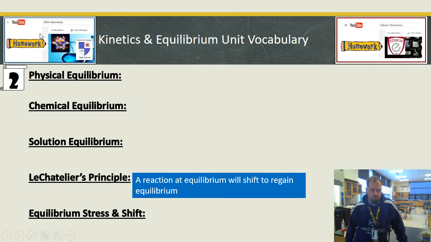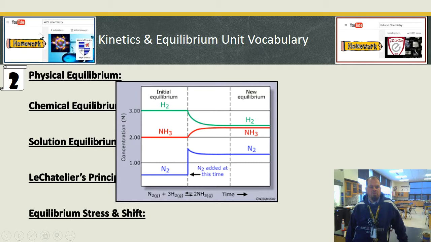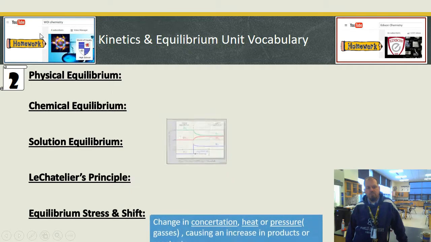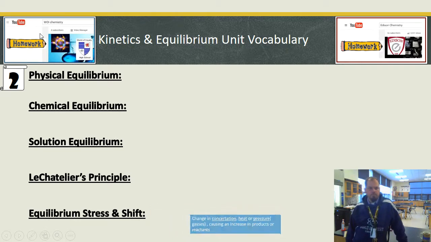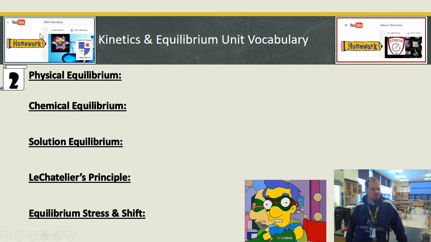Okay. So equilibrium shift and stress. This is a change in concentration, heat, or pressure for gases, causing an increase in products or reactants. Which way is it going to go? Le Chatelier's principle helps us predict. Okay, the actual change in stress or shift is this definition. Yeah, I've got my fingers crossed. That's it. We're done.